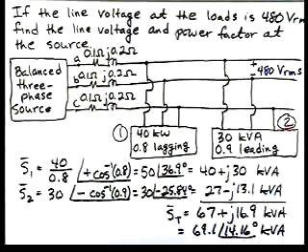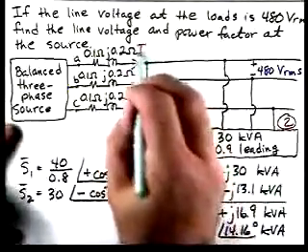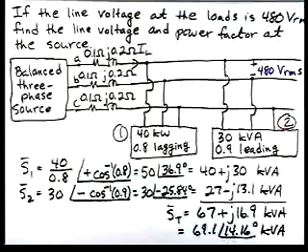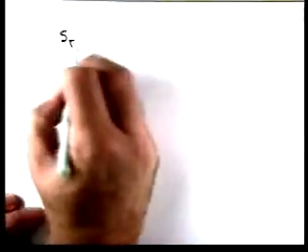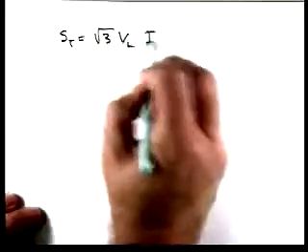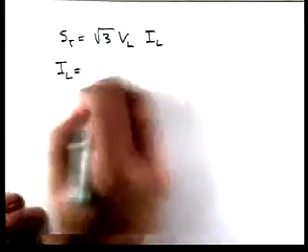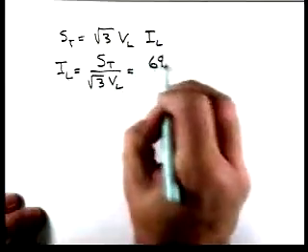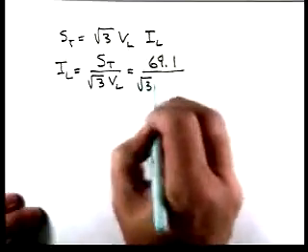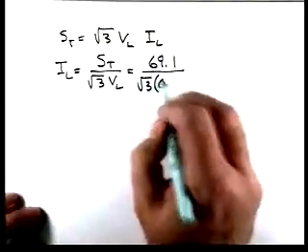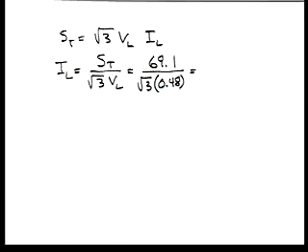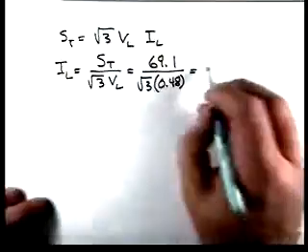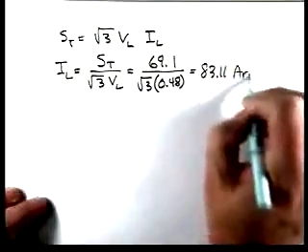Now we can use that to calculate the magnitude of I_L. We know the voltage, we know the complex power. So the magnitude of S sub T is the square root of 3 times V_L times I_L. So if we solve for I_L, we'd have S sub T divided by the square root of 3 times V_L. So we have 69.1 kVA divided by the square root of 3 times, I'm going to convert this voltage to kV, so we'll make it 0.48 kV. That gives us 83.11 amps RMS.